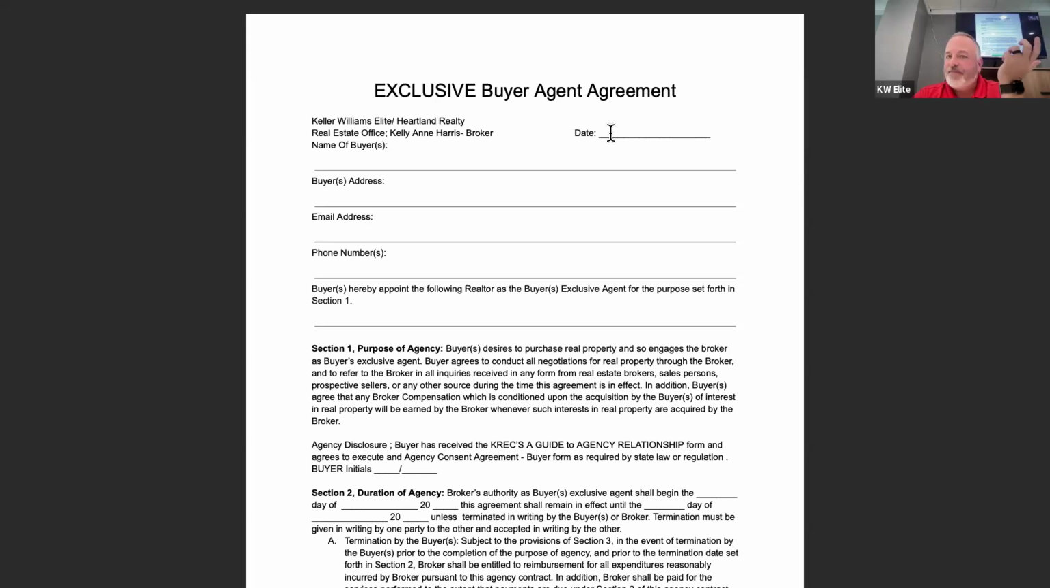As far as filling it out, it's real simple. What's the date you're entering the agreement? What's the name of the buyers on the first line, their address, their email address, their phone number. So this is just these first four lines: who's the person that you're representing? The next line is who are you? So in my case, I would put Matt Brown here.